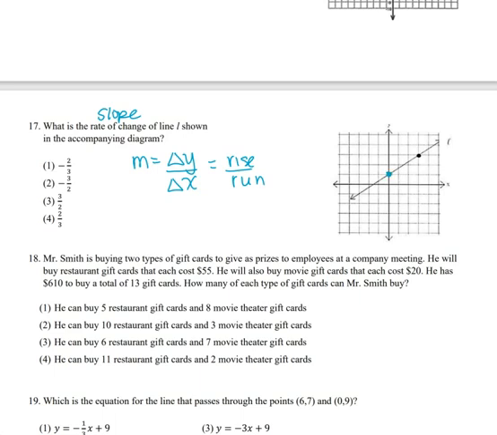Now when I go left to right, we'll see that the line does increase, so it can't be choice 1 or choice 2. So from here, I'm just going to figure out the change in the y values. It's going up by 1, 2. So it's rising 2 and running to the right 1, 2, 3, so it's going to be 2/3, which is choice number 4.